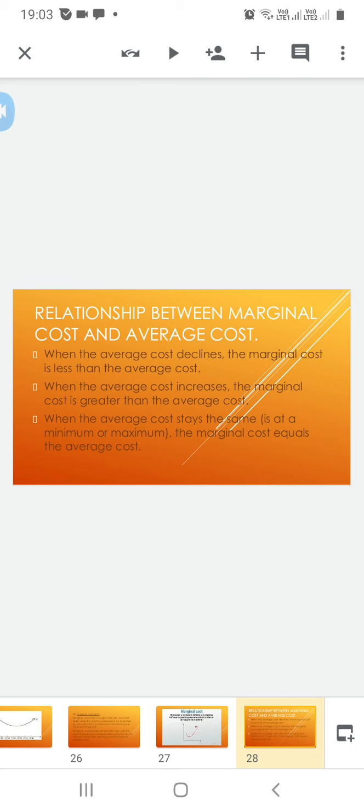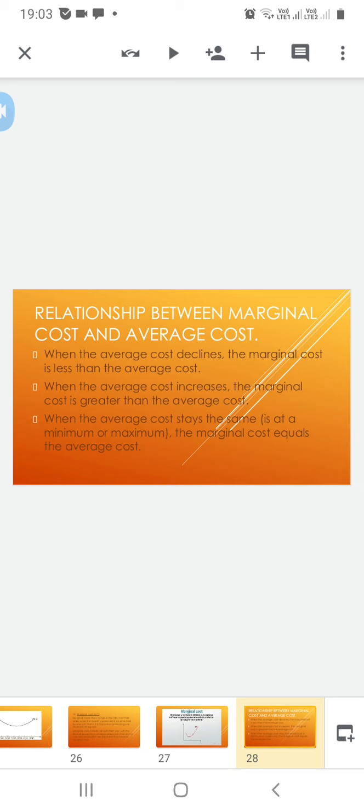Relationship between marginal cost and average cost. The marginal cost cuts the average total cost curve and the AVC curve at their lowest point. We will establish this relation only for the ATC and MC, but the relationship between MC and AVC can be established along the same line of reasoning.